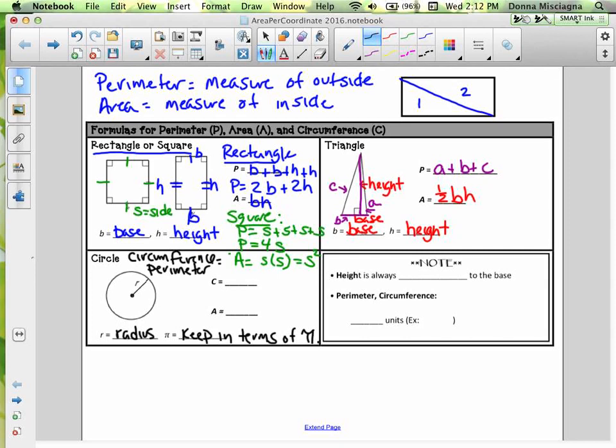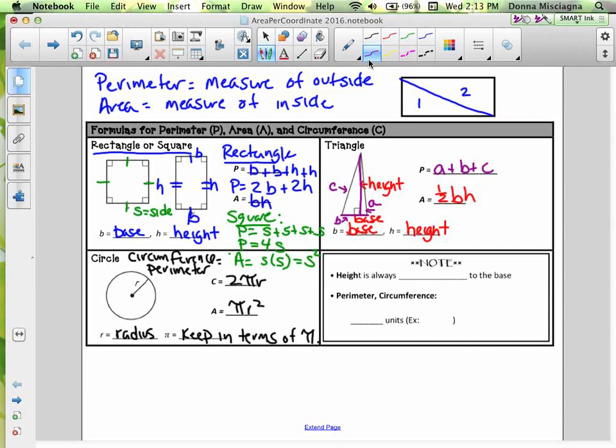So for circumference, we're just going to take our radius and multiply that by 2. 2 pi r is our circumference. That'll give us the value of the distance around the circle, and we'll keep that in terms of pi. The area is going to be pi r squared. All right, so some important notes. Note number 1, height is always blank to the base.